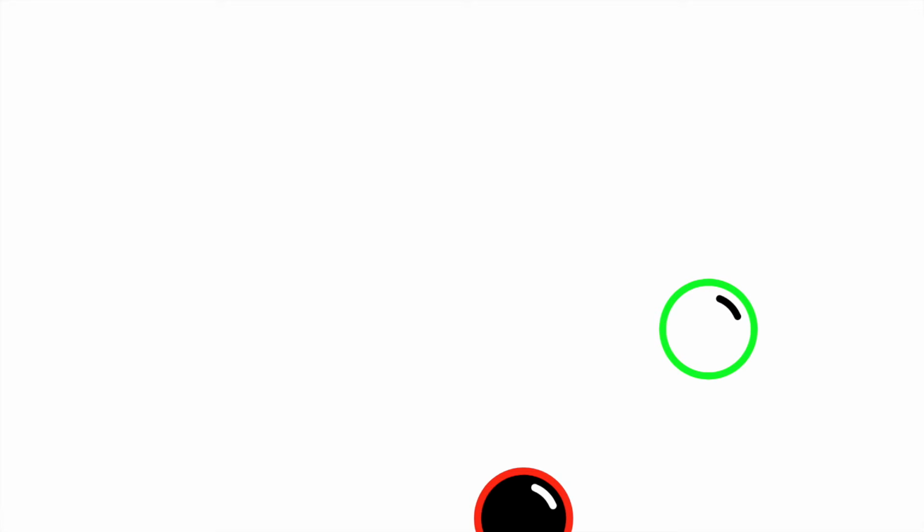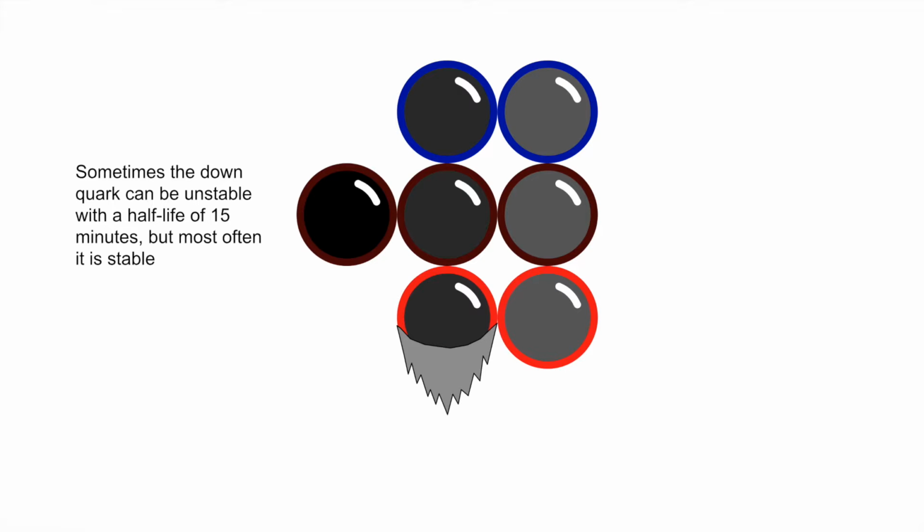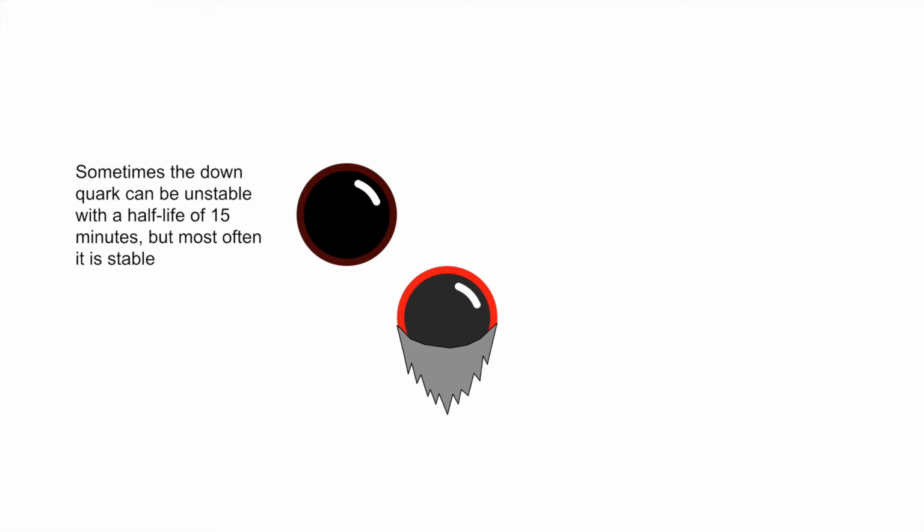Despite its short half-life, the muon is actually the longest-lived of the unstable particles in the Standard Model. All of the other ones decay into up quarks, electrons, and neutrinos, as well as their antimatter equivalents, in a fraction of the time that they do.